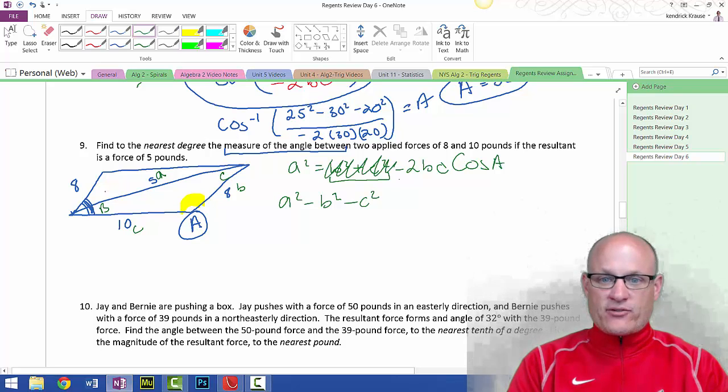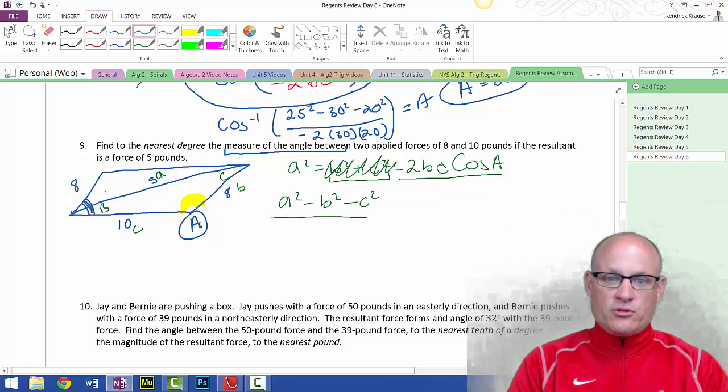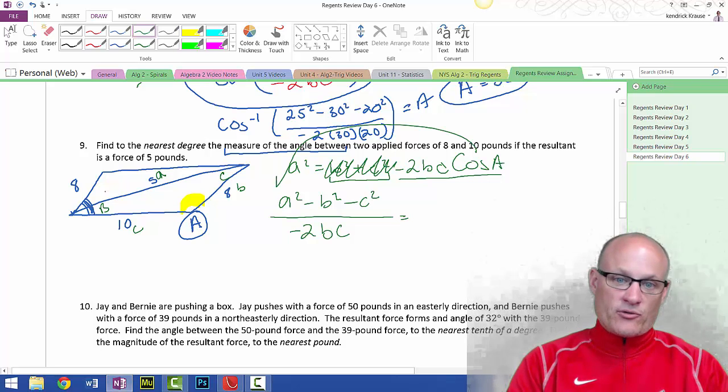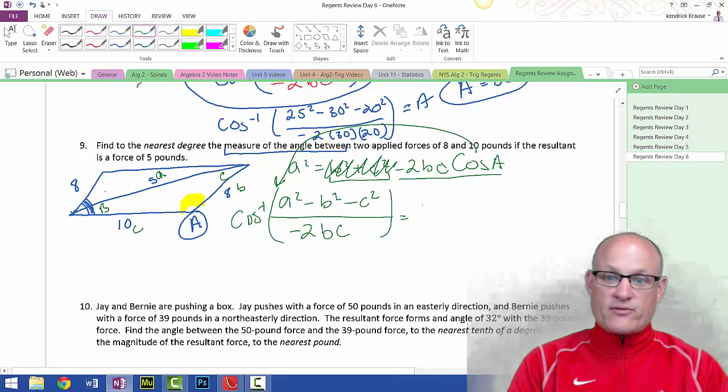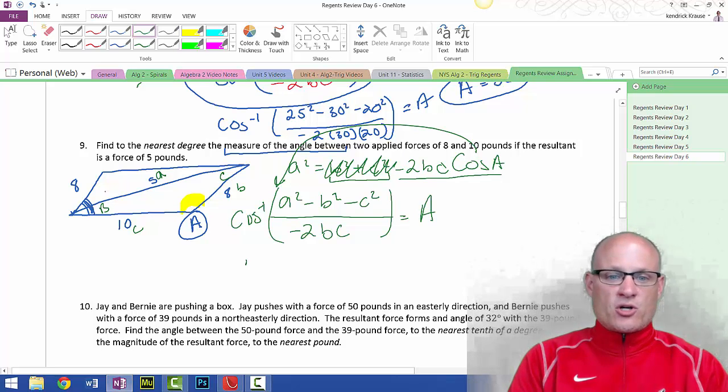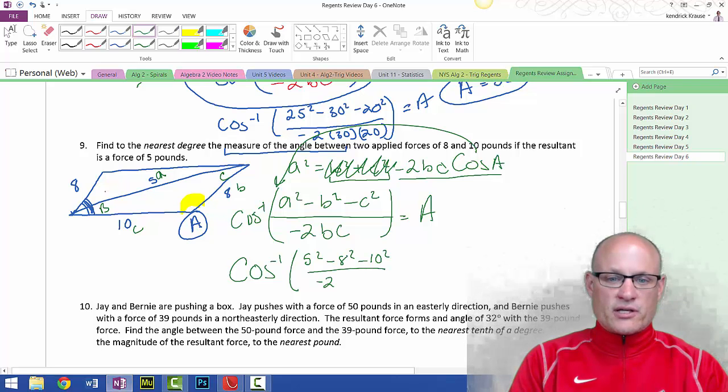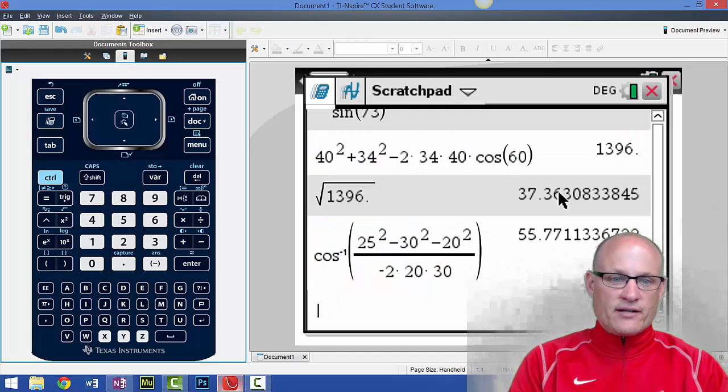Then I'm going to divide by this negative 2bc. And I'm then going to move the cosine over. So it makes it cosine negative 1 of this conglomerated mess is just equal to A. So cosine negative 1 of, what's A? 5 squared minus 8 squared minus 10 squared all over negative 2 times 8 times 10. Go to my 5, 8, 10.